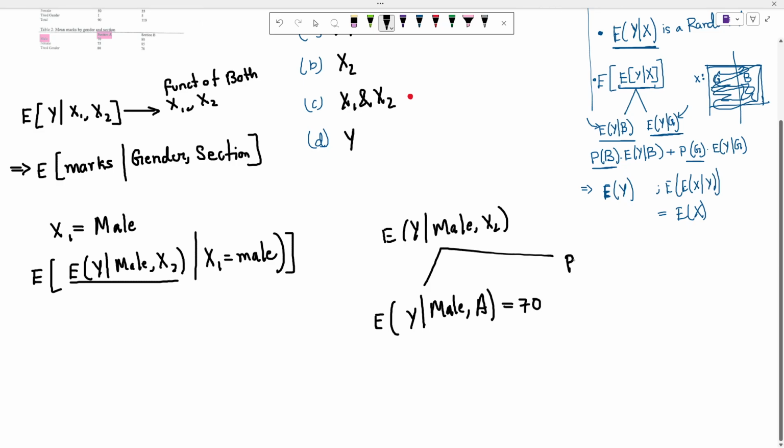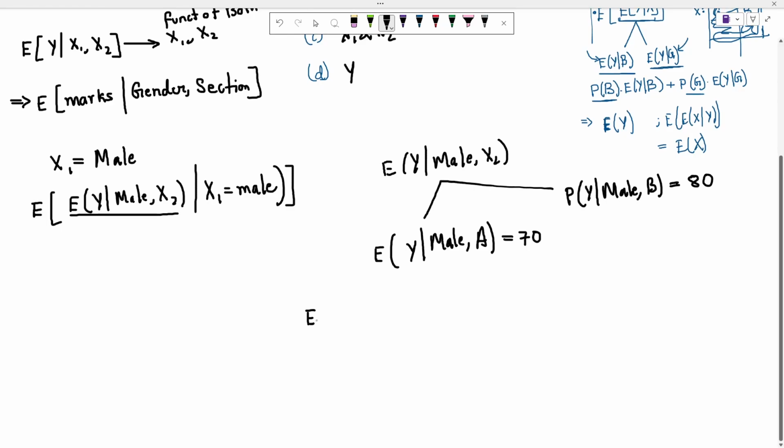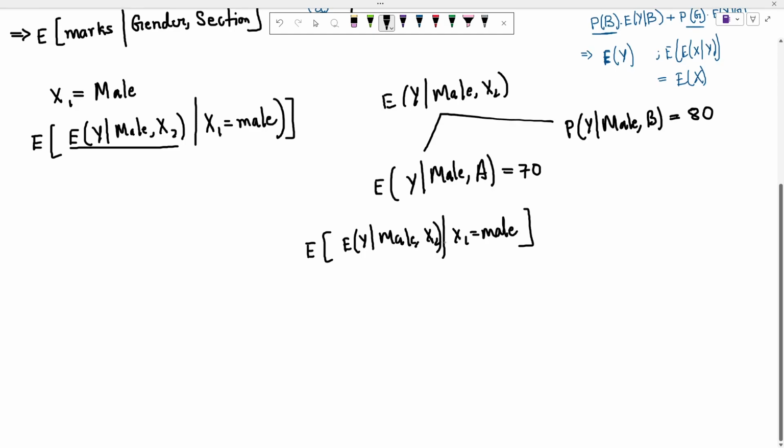So this thing right here is 70. And what is the other thing this can take? This is the expectation of y given male and section B. So for section B, for the male, the average marks is 80. Now we have been asked to take the expectation of this. It can take two values, and now we need to take the expectation of this. Now to find the expectation of y given male comma x2, where x1 is already given to be male, what is going to be this?